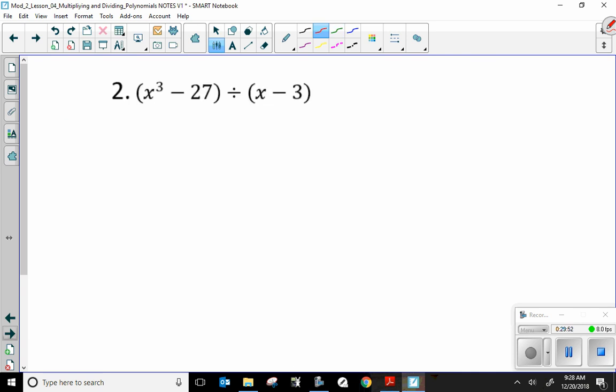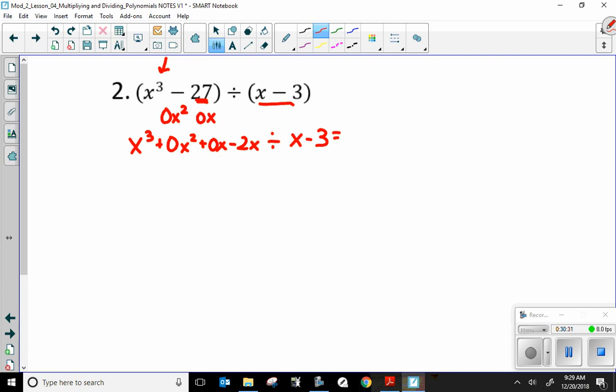All right, let's try another one. First of all, before you do this, we are missing some terms. But what terms are we missing? All right. I see x cubed. I have 0x squareds. I have 0 x's. Okay, and then I have my term without any x's. So that should be rewritten as x cubed plus 0x squareds plus 0 x's minus 27. This is not missing any terms.